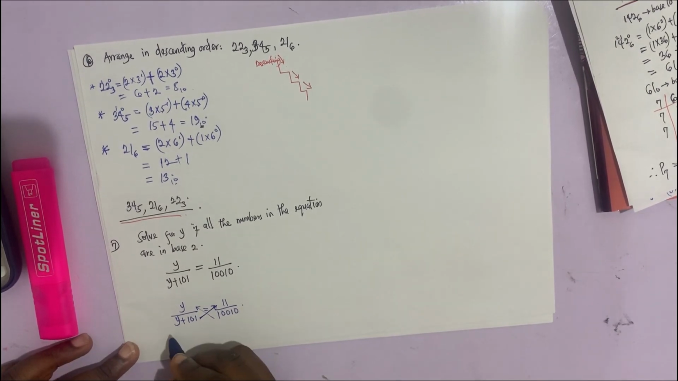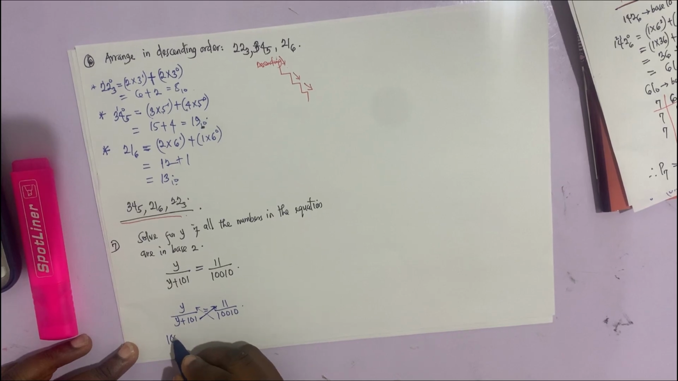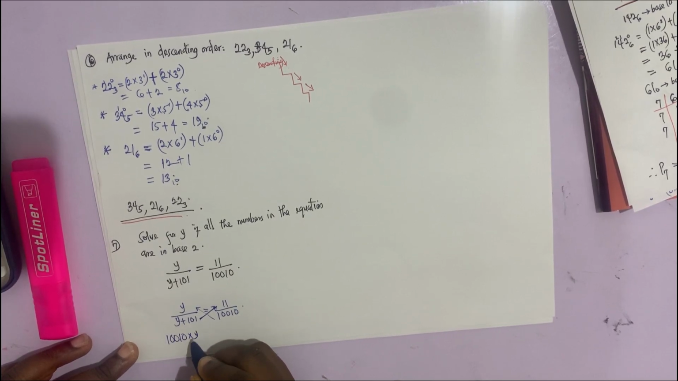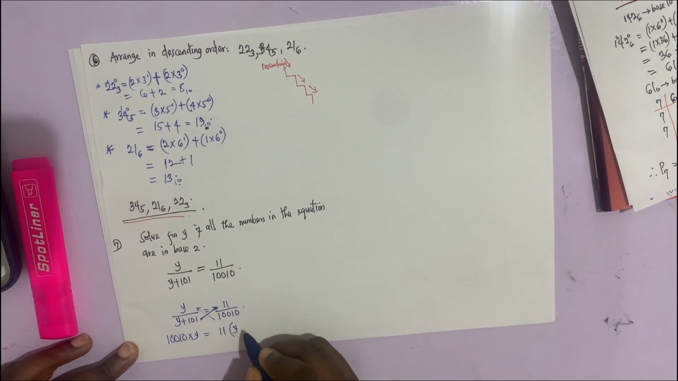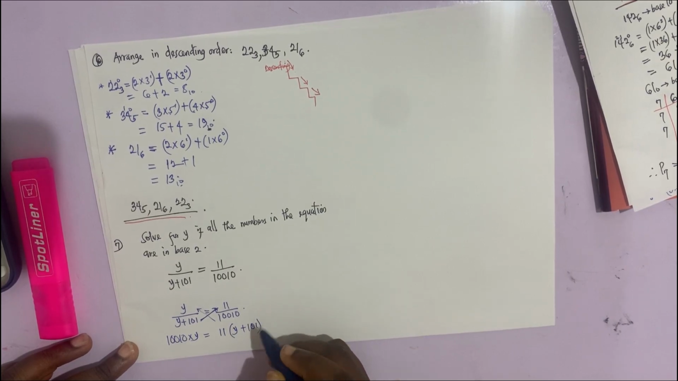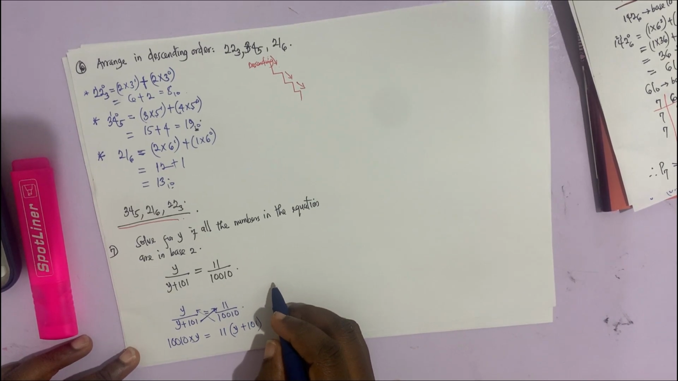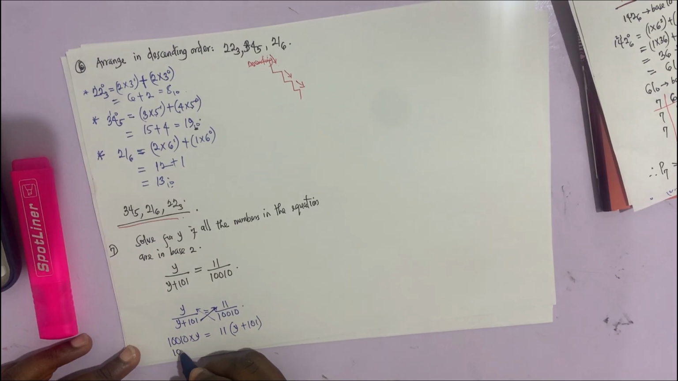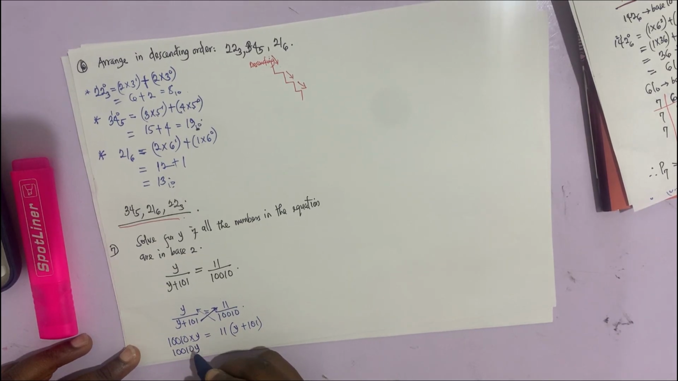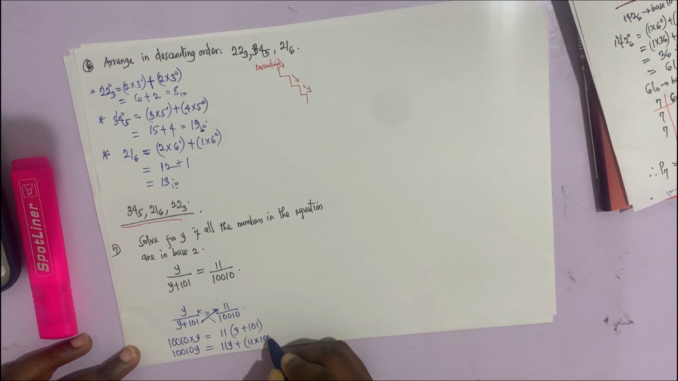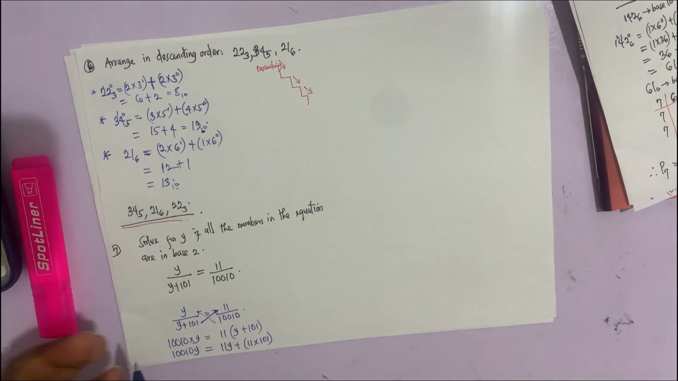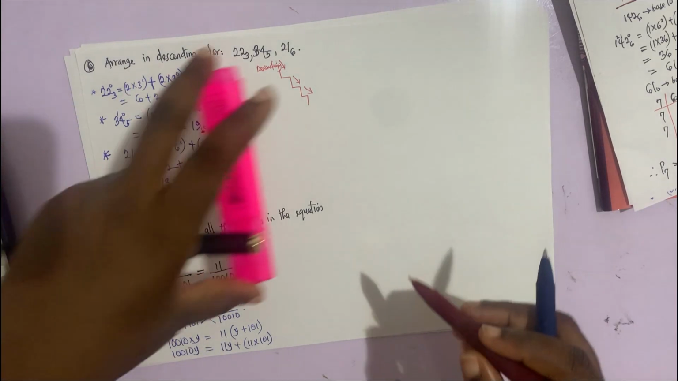So this one would become 10010 times 1 is equal to 11 into bracket y plus 101, and that would give us 10010y is equal to 11y plus 11 times 101. Remember that all of these are in base 2.